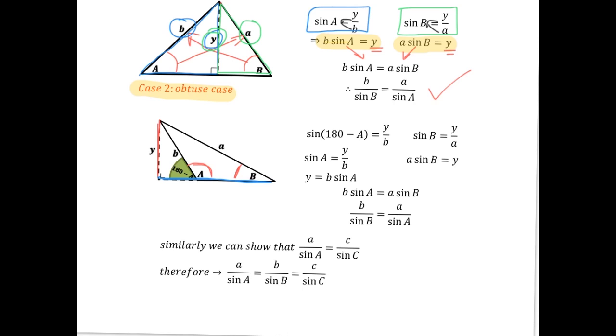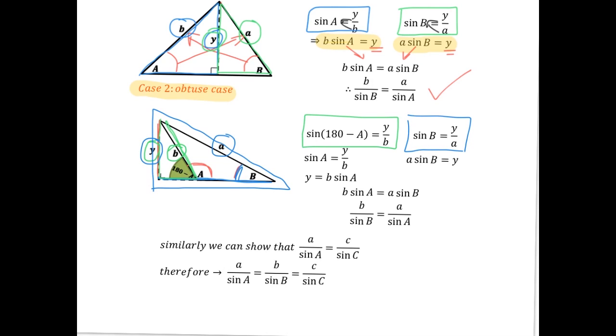And then again, we're going to look at 2 separate right-angled triangles. First, we look at this one on the outside here. So we have sine of our angle 180 minus A is equal to y over b, our opposite over our hypotenuse. And in the second triangle we're going to look at, is the whole triangle here. So this whole triangle on the outside. So in that triangle, our hypotenuse is a, our angle is B, and our opposite is y again. So we have sine B is equal to opposite over hypotenuse, y over a.